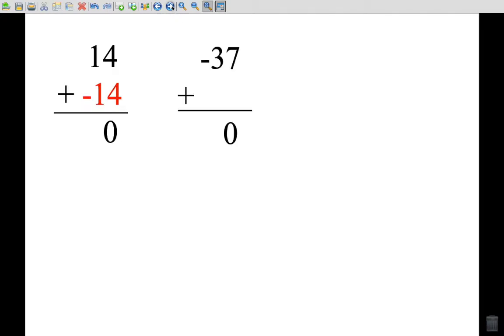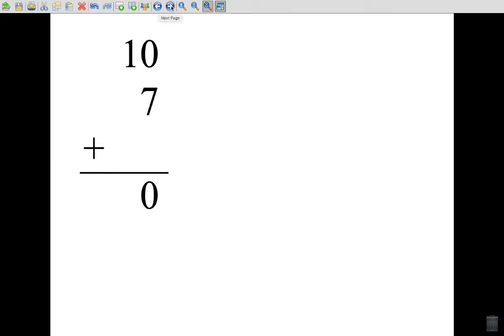Let's look at one more. What do you add to negative 37 to sum to 0? You'd be adding negative 37's opposite, positive 37. Let's try a couple more that might involve an extra step.